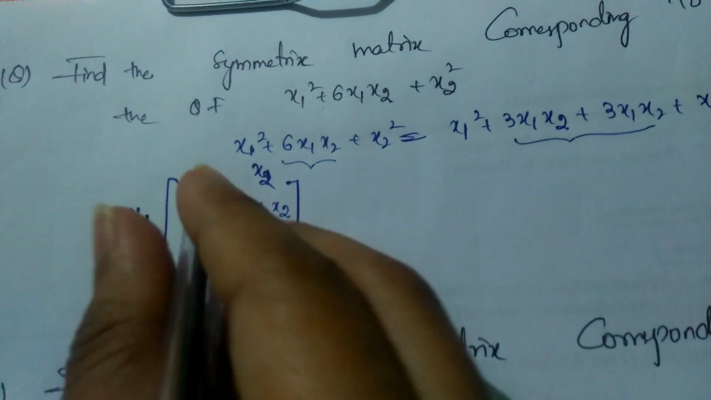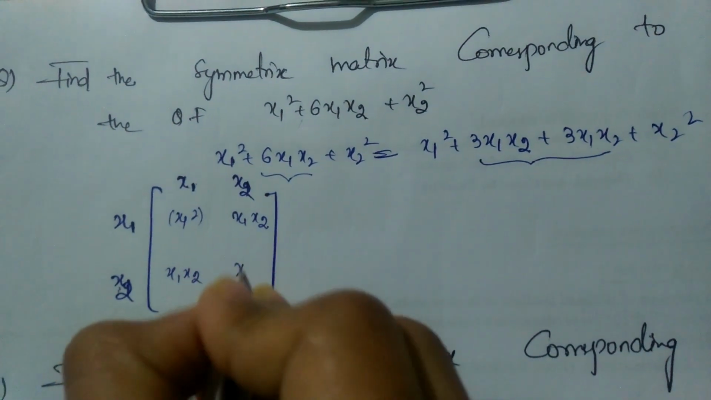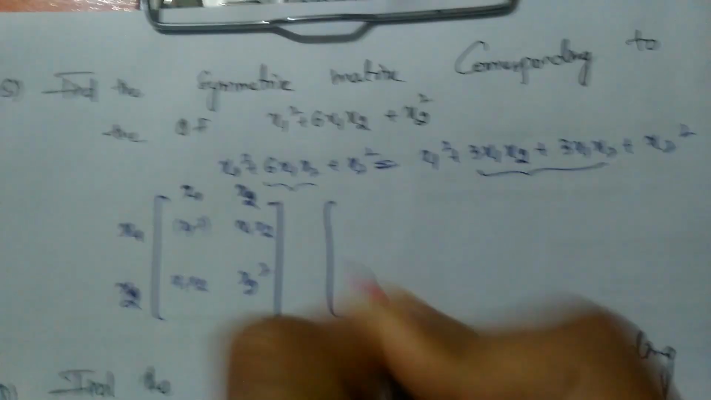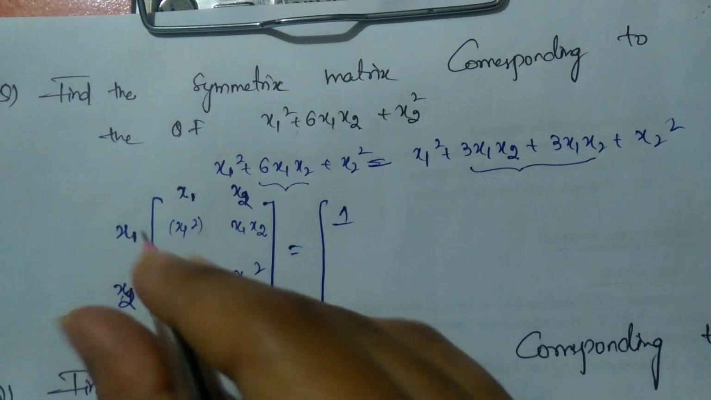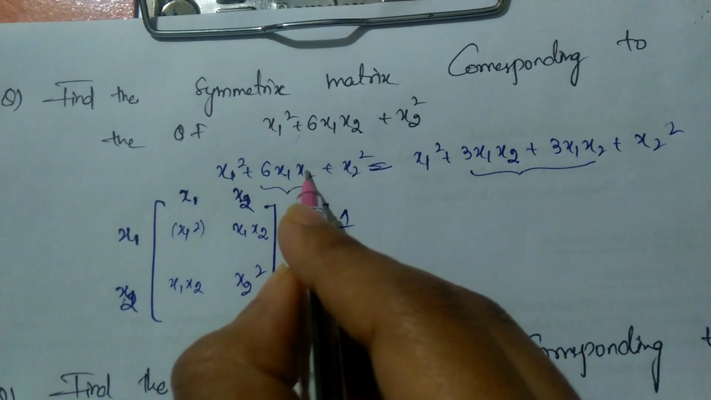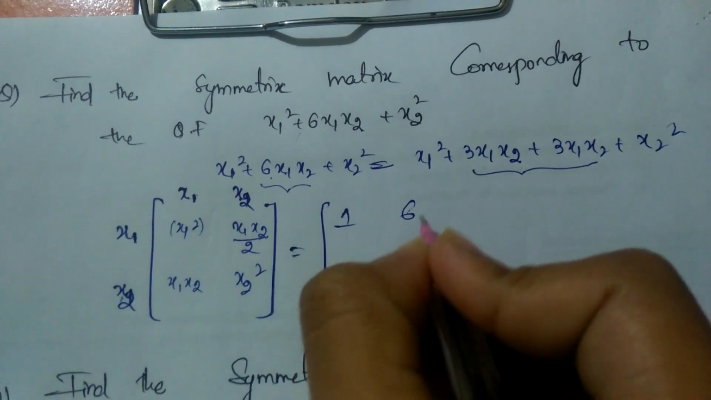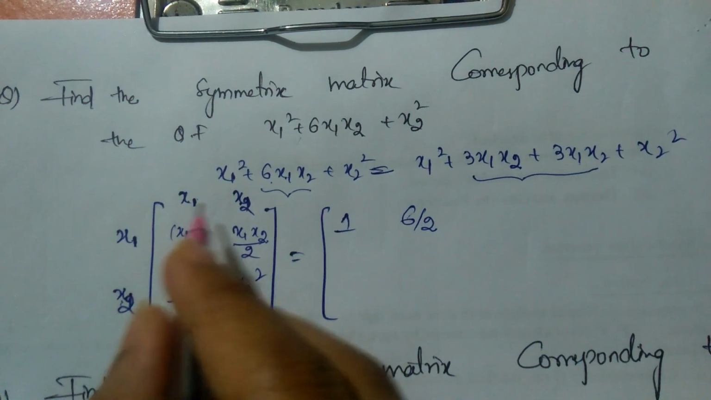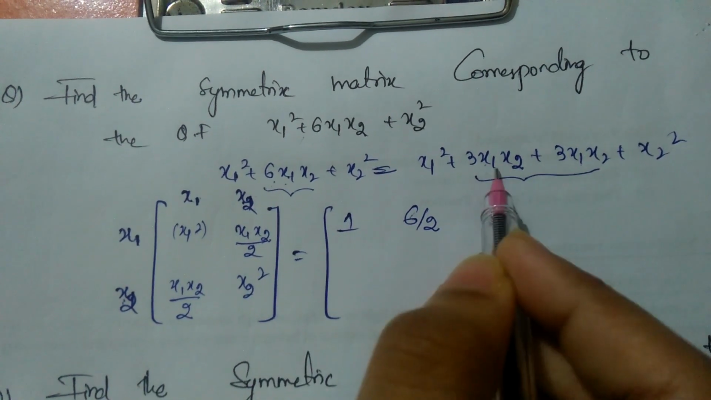Similarly here, x2 into x1 is nothing but x1 x2, and here x2 into x2 is x2 square. So the coefficient of x1 square should be written here, and the coefficient of x1 square is 1. Next, what is the coefficient of x1 x2? That is 6. So 6 is divided by 2 on both sides, so the total coefficient we divide by 2, and we get 3 x1 x2.